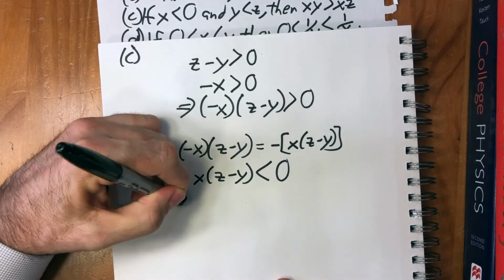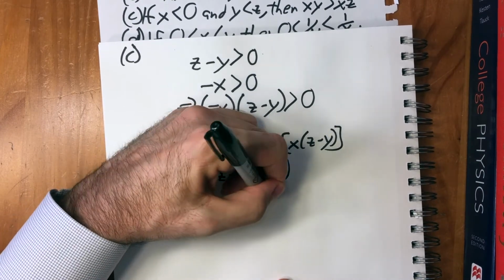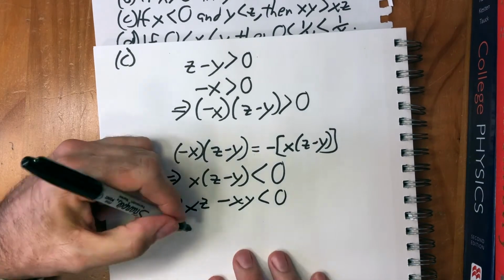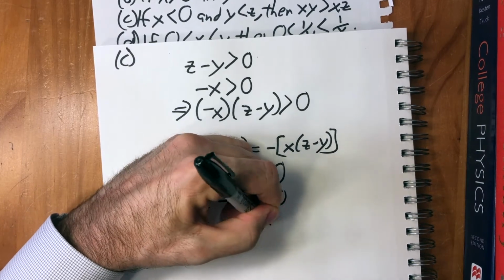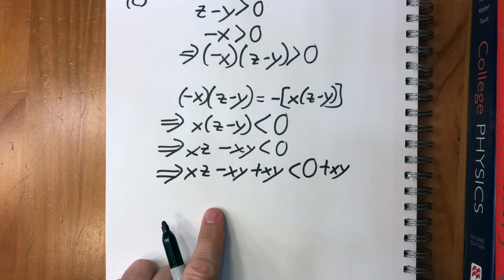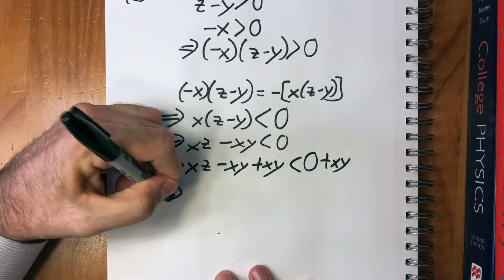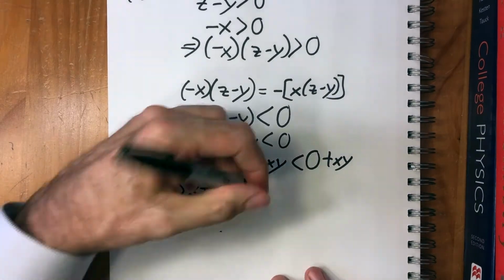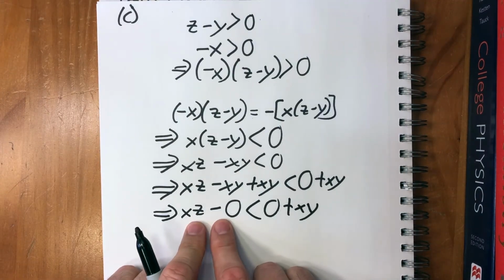Okay, now distribute the x through. So we have xz minus xy is less than 0. Now we can add xy: xz minus xy plus xy is less than 0 plus xy. So we just used axiom 1 again. We had an inequality, added the same thing to both sides. These are 0, so xz minus 0, that's just the inverse, is less than 0 plus xy. So if you subtract 0, that's the same as adding 0.